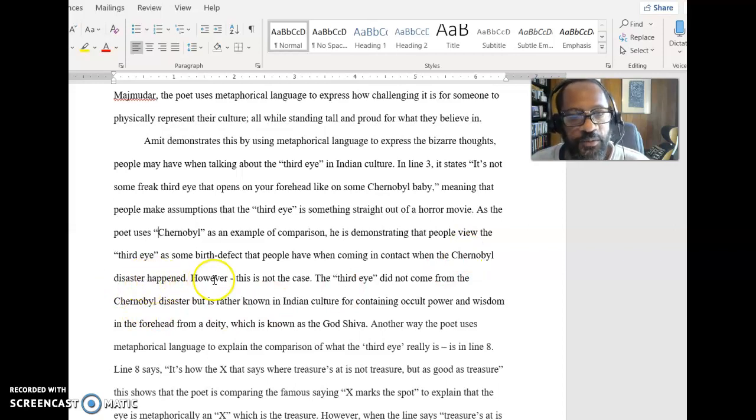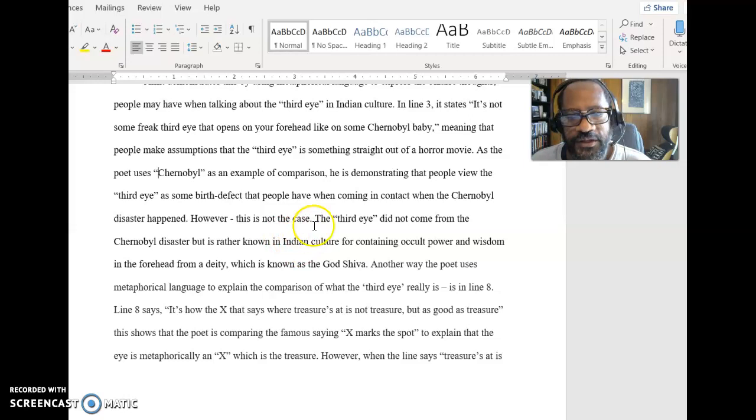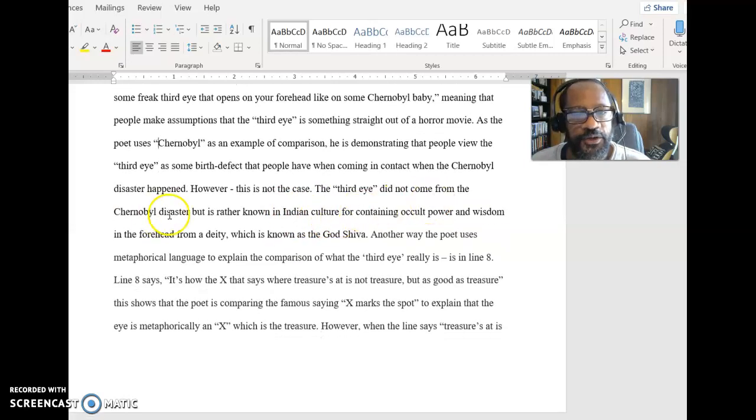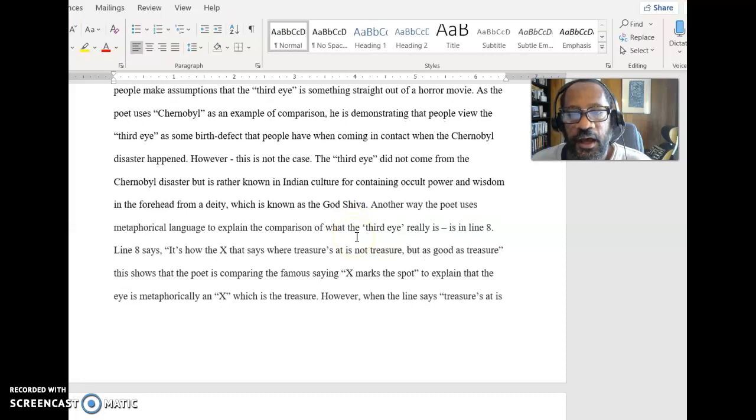That happened. Word missing. However, this is not the case. The third eye did not come from the Chernobyl disaster, but is rather known in Indian culture for containing occult power and wisdom in the forehead from a deity, which is known as the god Shiva. So it's saying, look, people may see it as something scary, but it's not. And that metaphor is helping us understand that. And so that's moving in the right direction.